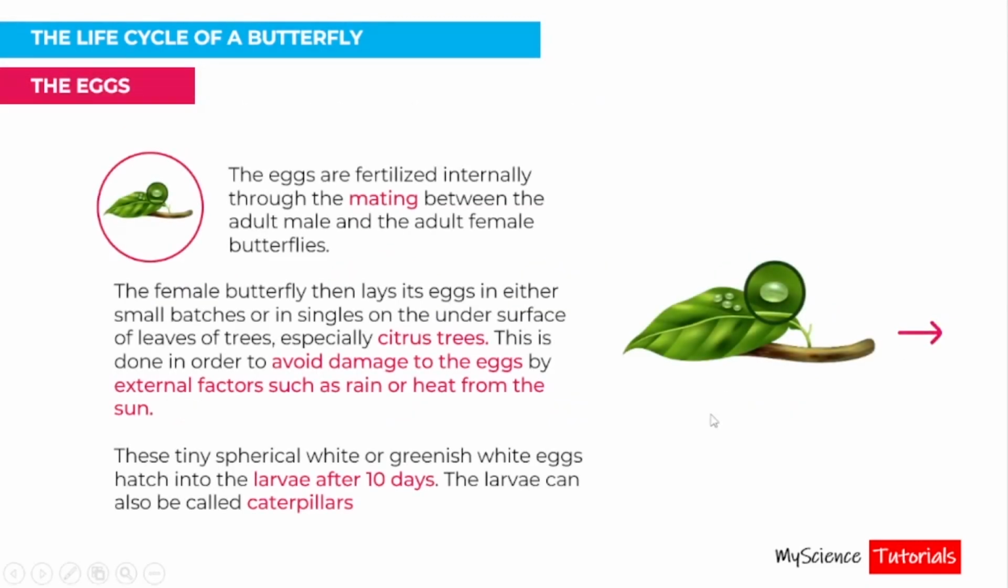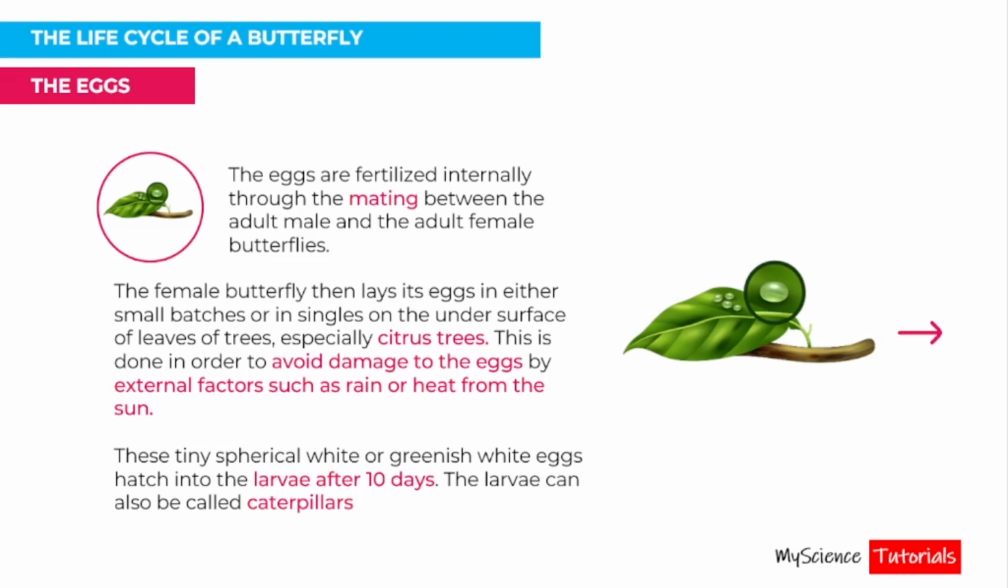Now let's talk about the eggs. Now the eggs are fertilized internally through mating between the adult male and the adult female butterflies. The female butterfly then lays its eggs on either small branches or singly on the undersurface of leaves of trees, especially citrus trees. This is done in order to avoid damage to the eggs by external factors such as the rain and heat from the sun.